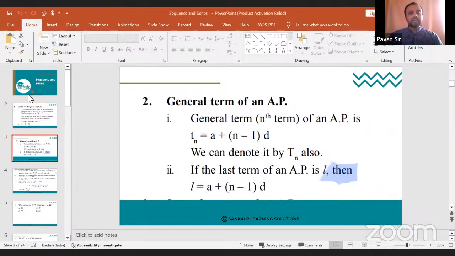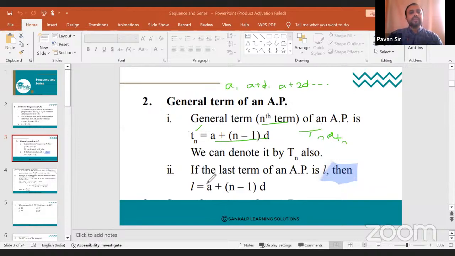Next is the general term of an AP. The first term of an AP is indicated by A, the second term is A plus D, the third term is A plus 2D, and so on. So the nth term, that is Tn, is equal to A plus n minus 1 into D. You have already learned this right from 10th standard. Okay. And we denote Tn, capital Tn also. Tn in the sense of the nth term, and capital Tn is also the same. Both have the same meaning.